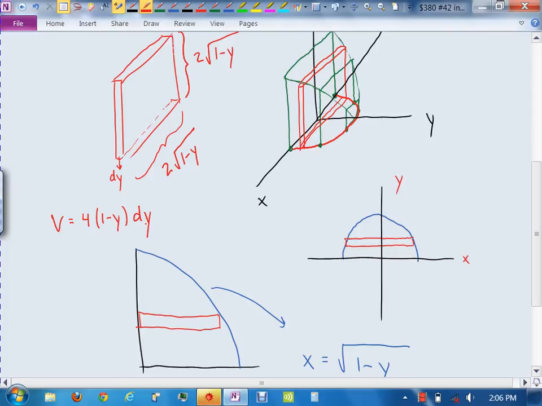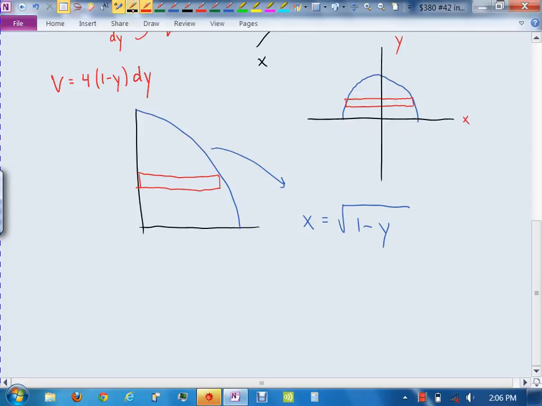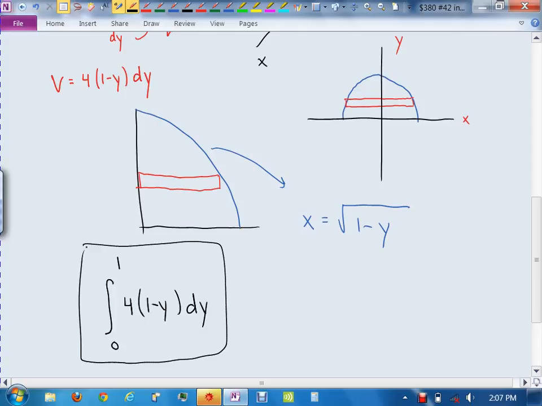What do we need to do? Add them up, right? Add them all up. Integrate it. From where to where? Yeah, on your y, it's from C to D, isn't it? So it's from 0 to 1. So you're going to go integral 0 to 1 of 4 times 1 minus y dy. That gives you the volume of that solid. That's kind of weird, huh?